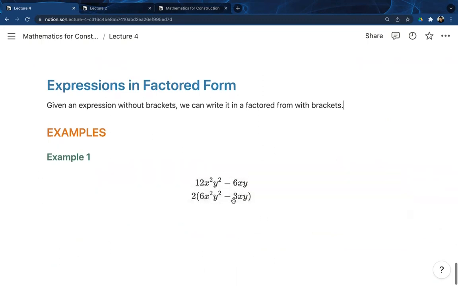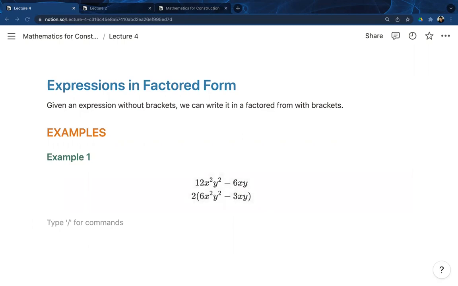Look at this: 12x squared y squared minus 6xy. 2 is a common factor, okay? 2 is a common factor. So I could write this in brackets where 2 is on the outside, and I will get back the same thing if you expand it, right? 2 by 6 is 12, and 2 by negative 3 is negative 6. This is a factored form of the original expression.